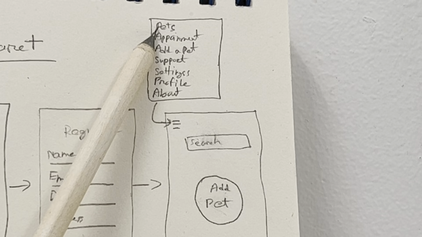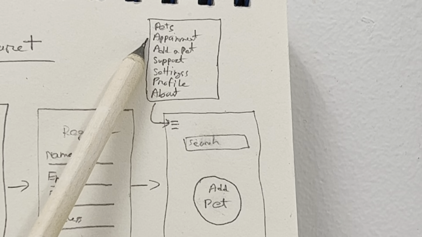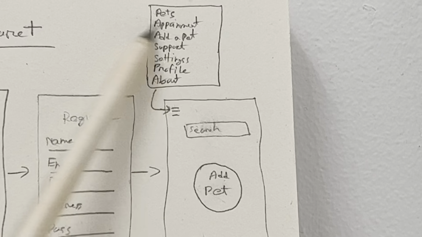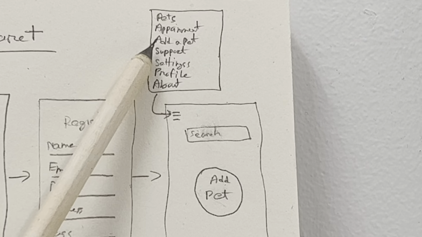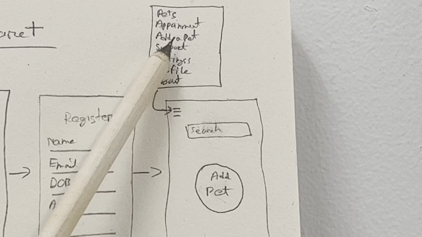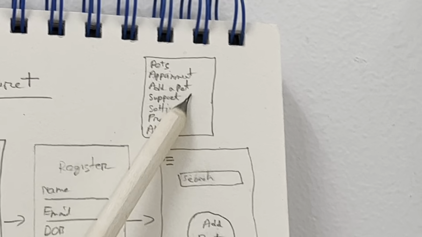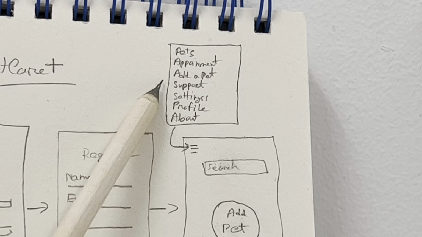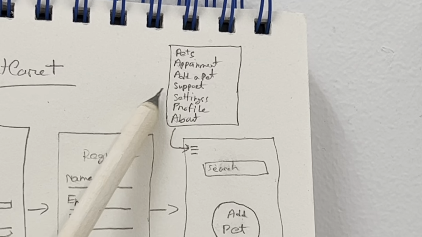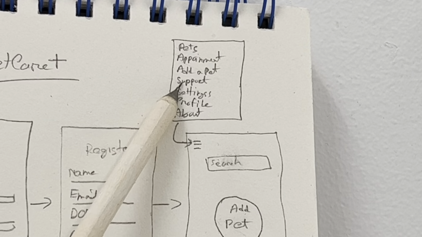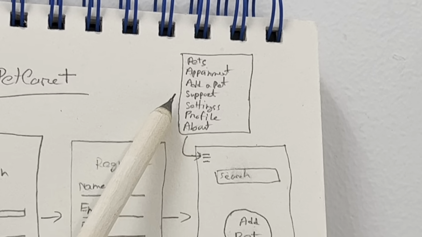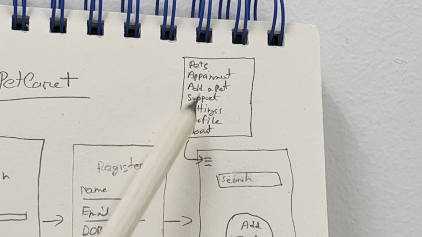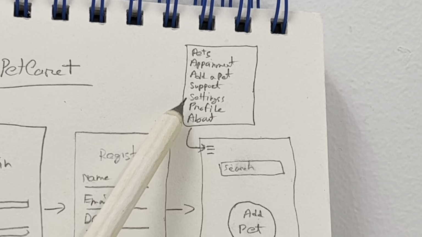If you hit the pets, then if you want to book an appointment with a doctor or in a medical center, just hit the appointment button. Then if you have two pets, you can add your second pet. Just hit the add a pet button. If you need any support, like any kind of medical issues, you can hit the support button and just submit all the details. And then next, you have a settings button. Just customize your settings if you want.